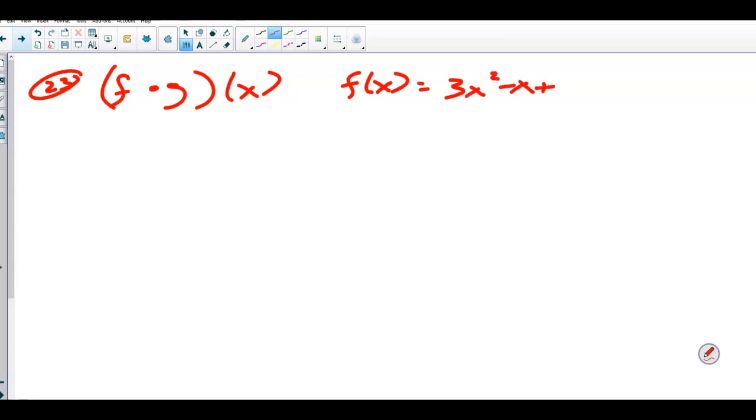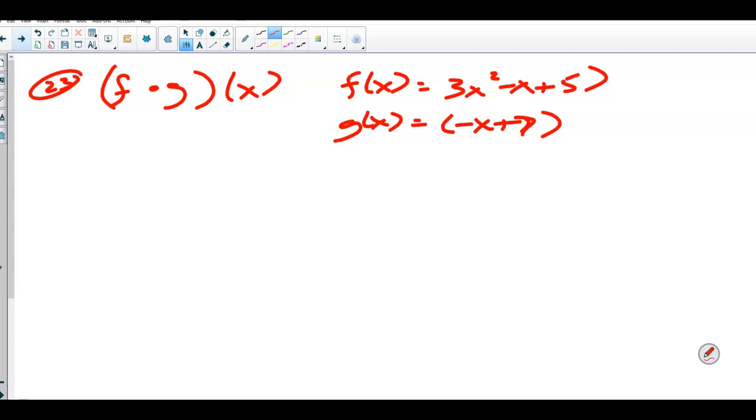On to 23. When it's a closed dot, we multiply. When it's an open dot, it's a composition. So in this case, we have the closed dot. So that means we're going to be multiplying f of x, which is 3x squared minus x plus 5, and g of x, which is negative x plus 7.